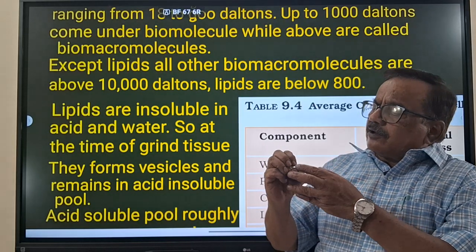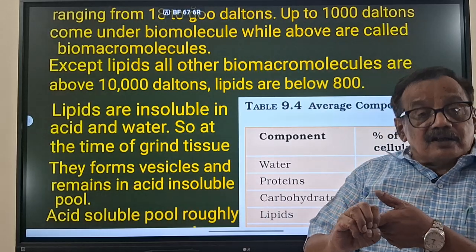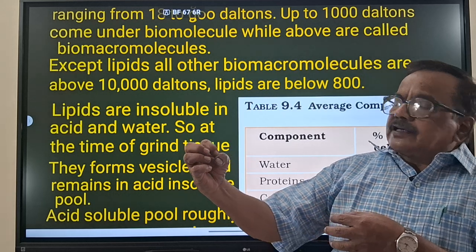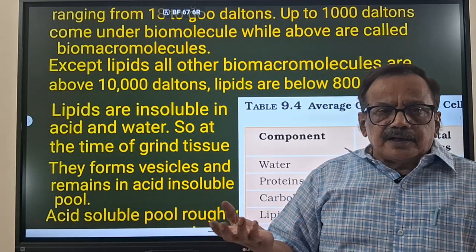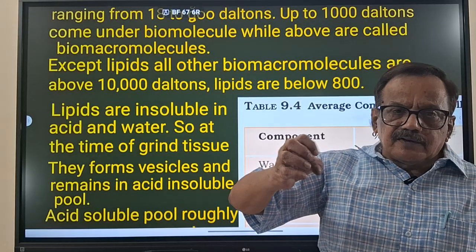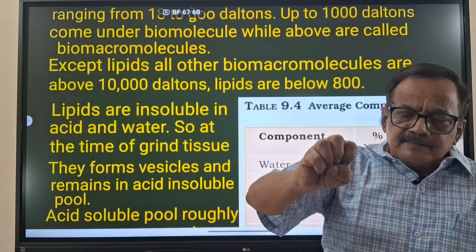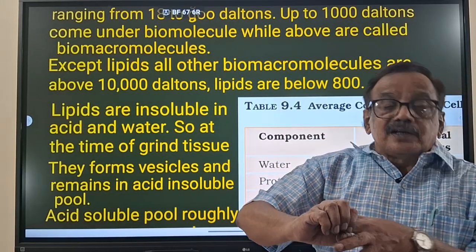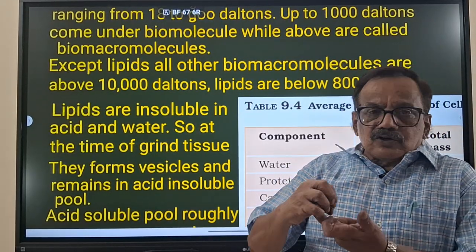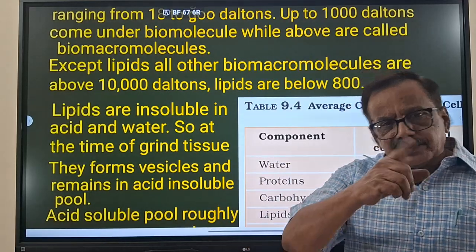Whenever the membrane is like this, inside what is there? Water. Lipids are water insoluble, acid insoluble. So whenever the lipid layer becomes like this, it contracts, and in between, water is present. For that only, he has given water insoluble in the sentence. Water is present in the ruptured membrane.